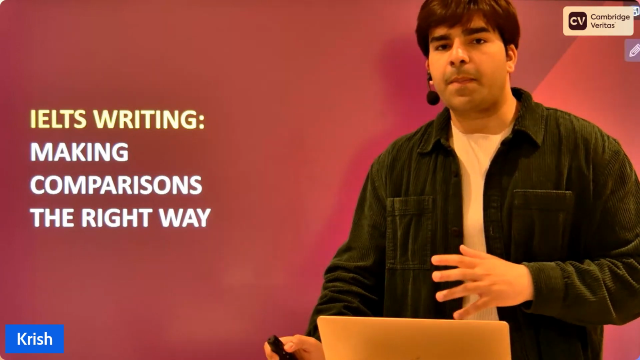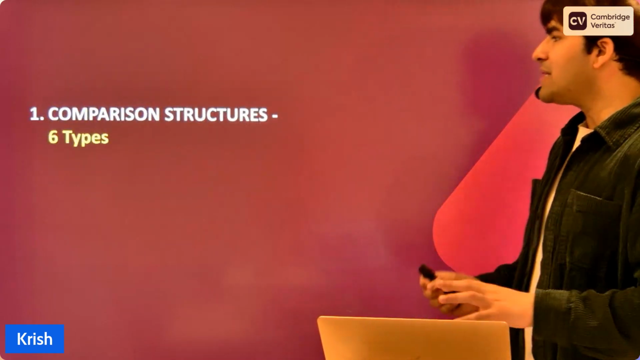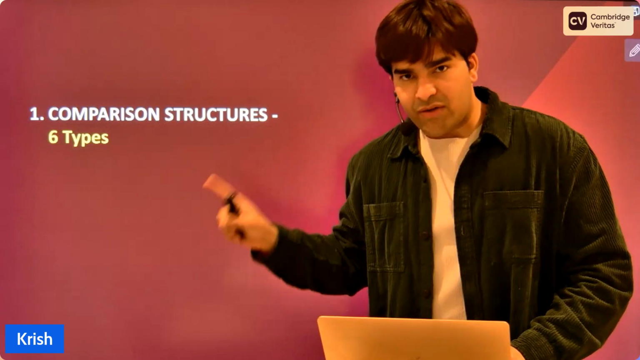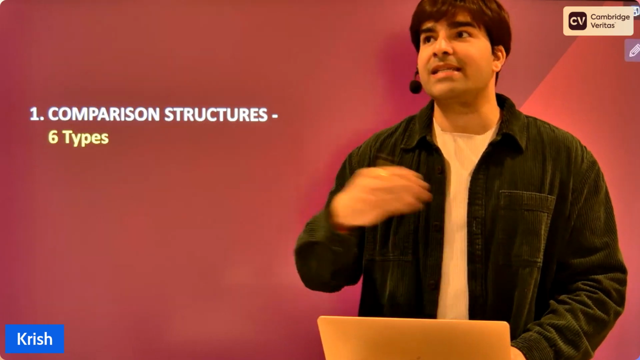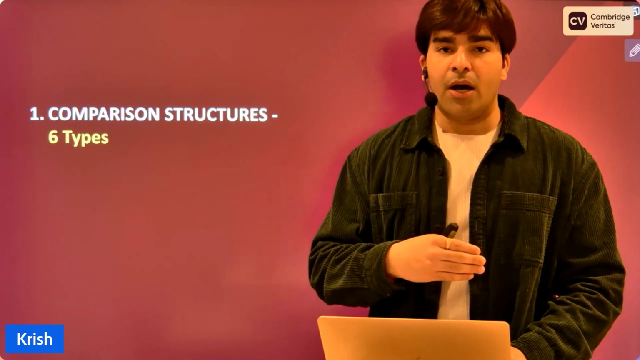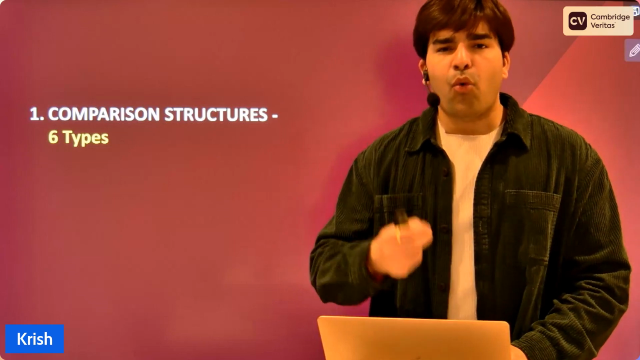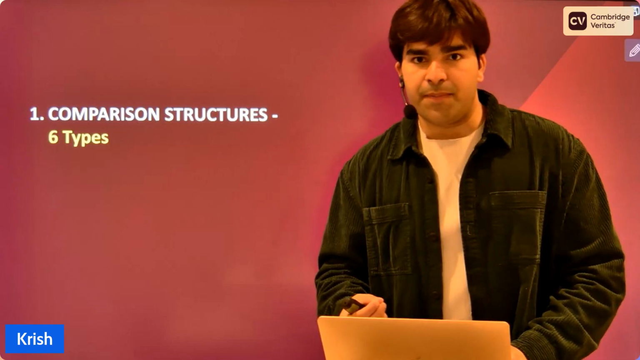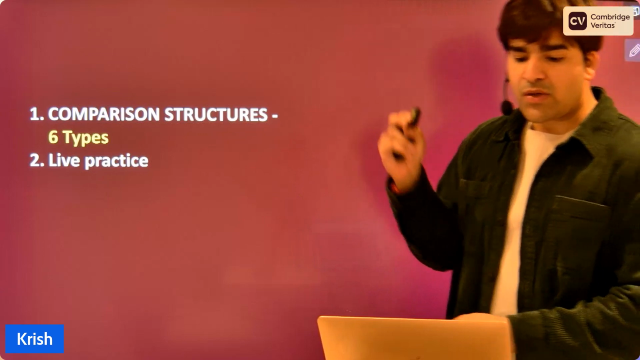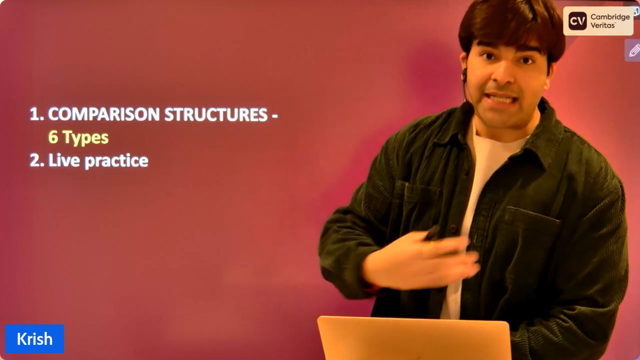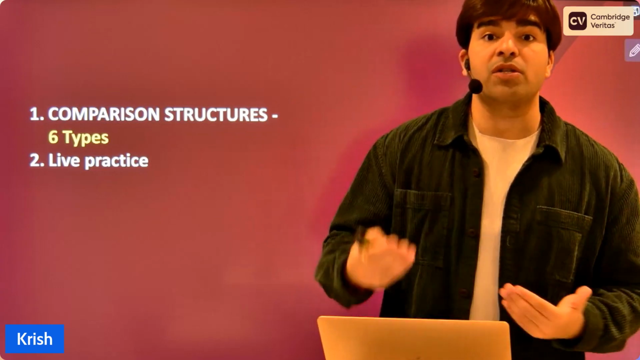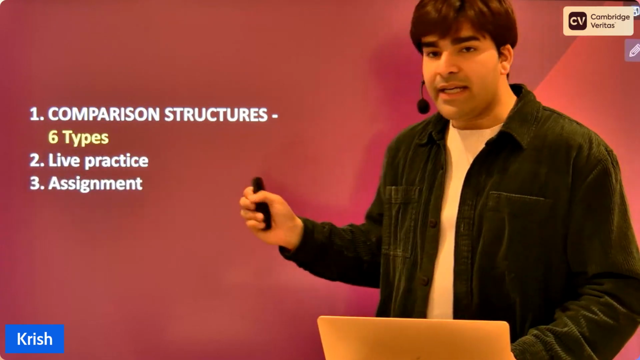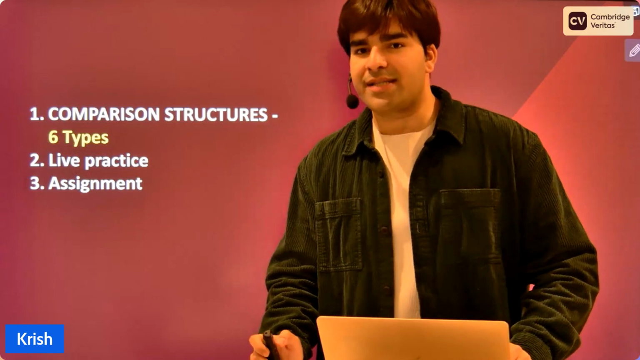What do we have in this lesson? By the end of this lesson, you will understand 6 types of comparison structures that will help you get band 9. I know it may seem like an impossible task, but the idea is to understand what are those structures that help us score better. We also have live practice, where we're going to be looking at together 8 sentences. So make sure as you watch the lesson, you also participate in the comments as well. And then finally, there's going to be a teeny weeny assignment towards the end. So shall we get started?